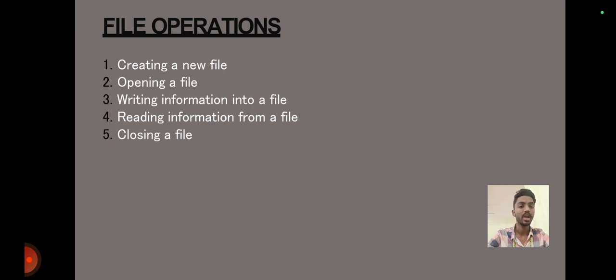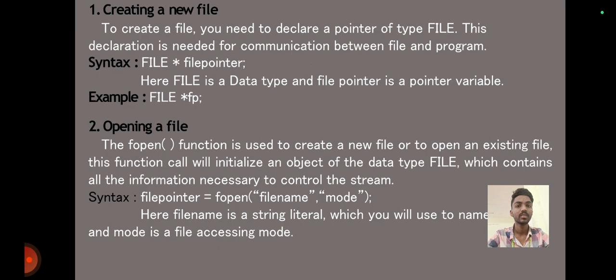File operations. There are five types of file operations. First one, creating a new file, opening a file, writing information into a file, reading information from a file, closing a file. First one, creating a new file. To create a new file, you need to declare a pointer of type FILE. This declaration is needed for communication between file and program. Syntax: FILE *file_pointer. Here FILE is a data type and file_pointer is a pointer variable.